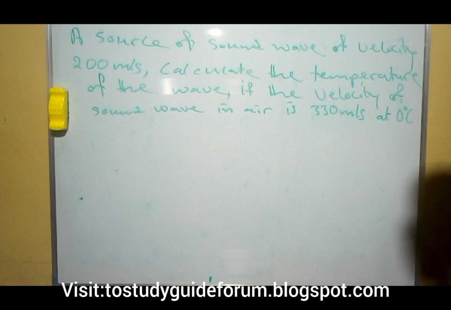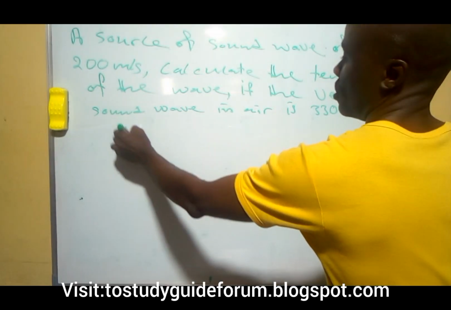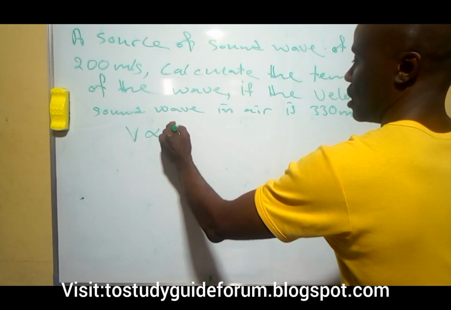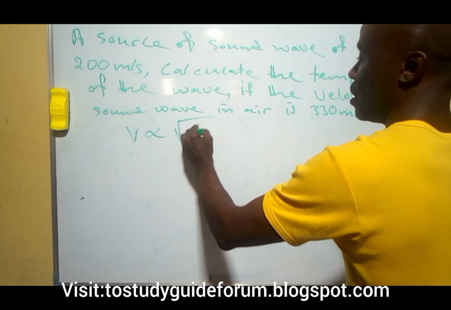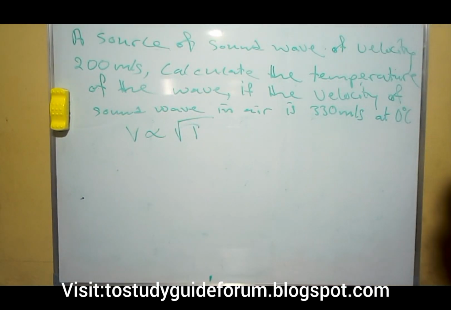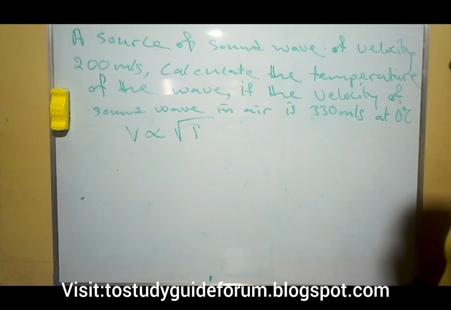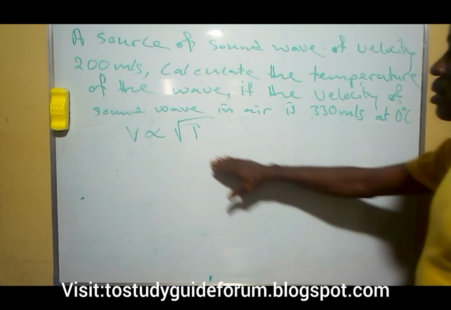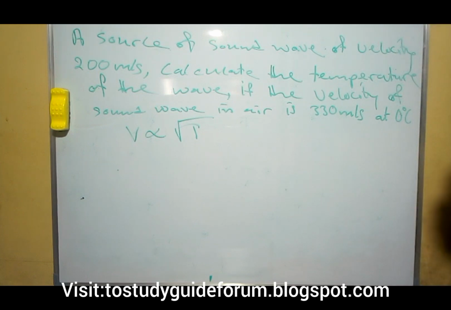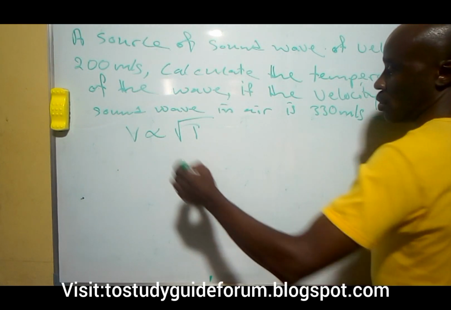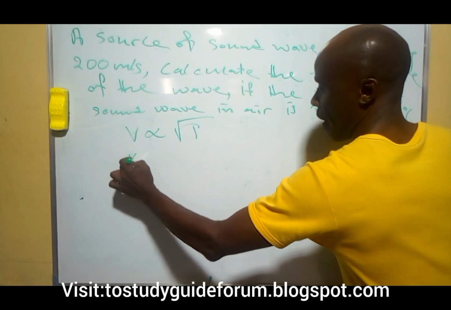Now, as we have already stated in our previous video, velocity is directly proportional to the square root of its temperature at Kelvin temperature. So, since we are looking for the temperature, we can simply use this formula.